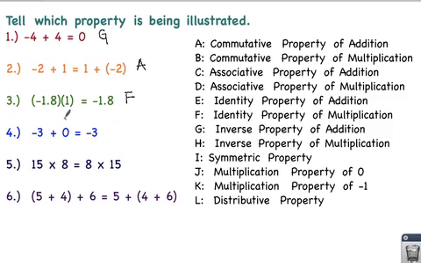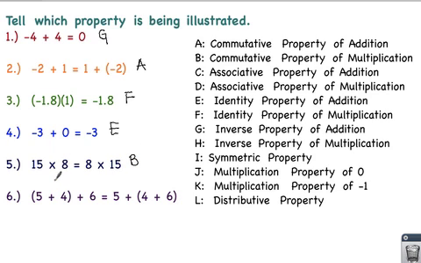Number 4. Negative 3 plus 0 equals negative 3. Since I'm adding 0, and the identity of negative 3 does not change from the left side to the right side of the equal sign, this is the identity property of addition, E. Number 5. 15 times 8 equals 8 times 15. The numbers did move. Since we're multiplying, this is the commutative property of multiplication, B.